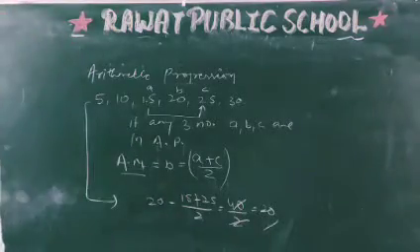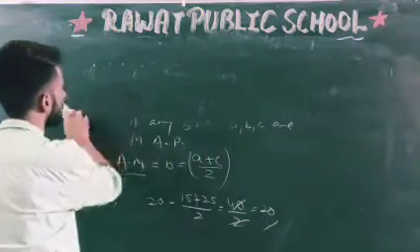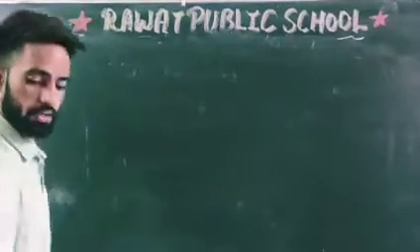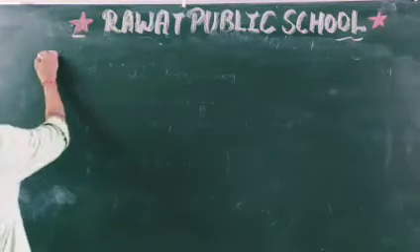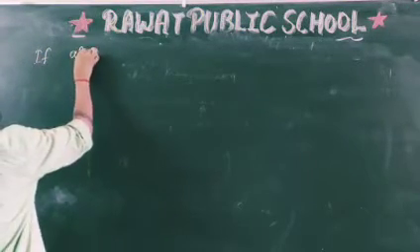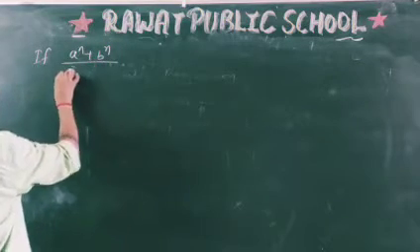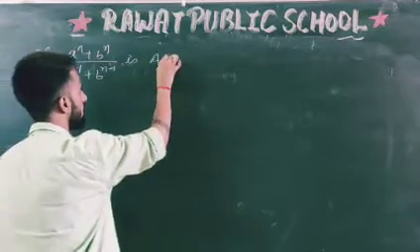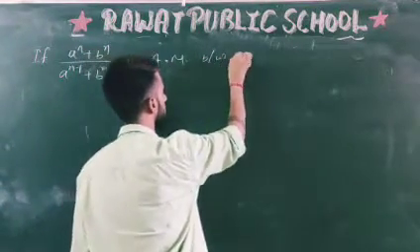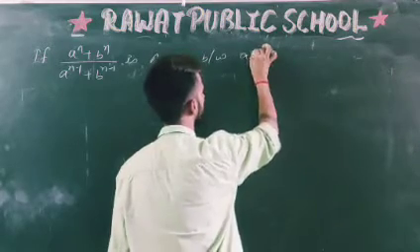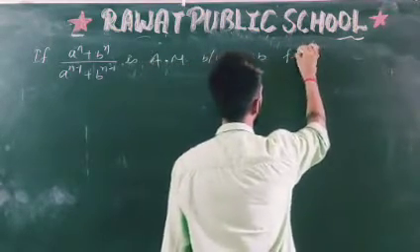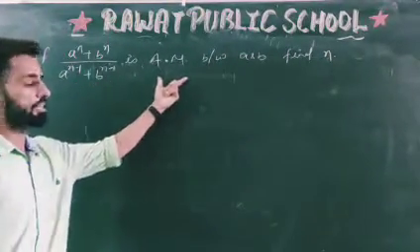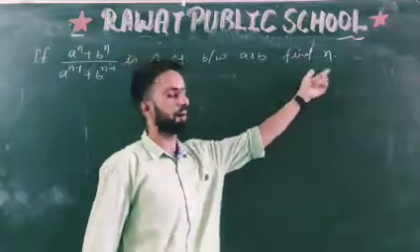Now there is one question in the book that is a very good question based upon arithmetic mean, and we will solve this question in this video. The question says that if (An plus Bn) upon (An minus 1 plus Bn minus 1) is the arithmetic mean between A and B, then find N.